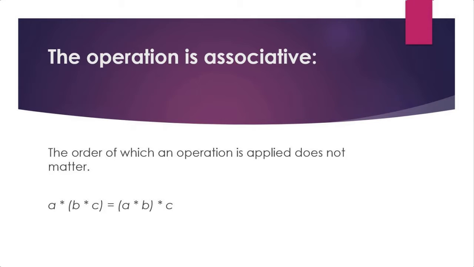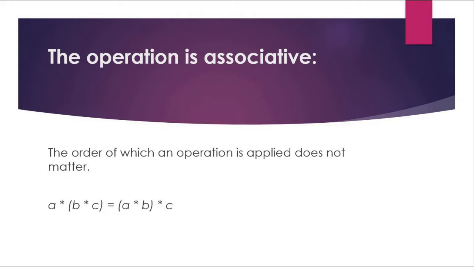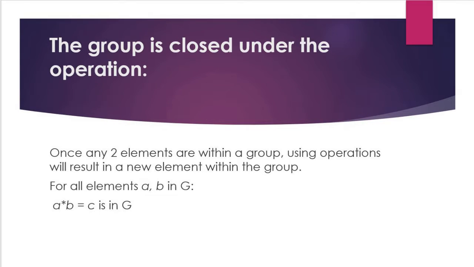The operation is associative if the order in which an operation is applied does not matter. Here we can see that A is applied to B, which is applied to C, in two different ways to give the same result. Once any two elements are within a group, using operations will result in a new element within the group. This means that the group is closed under the operation.